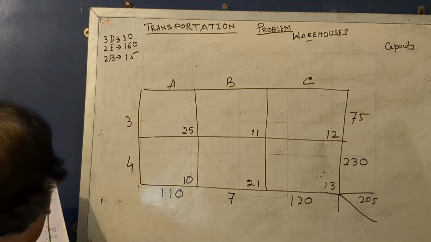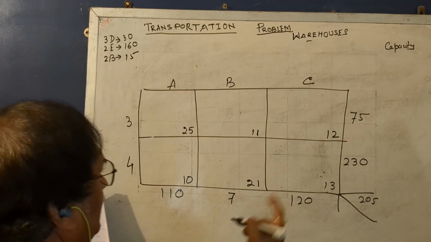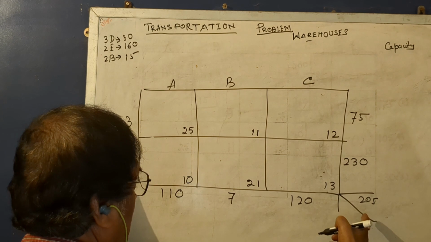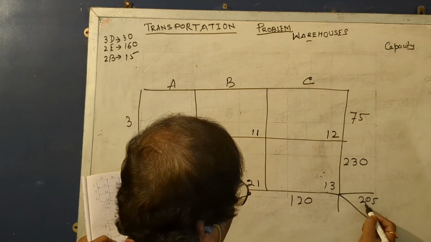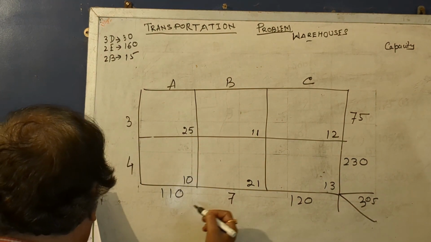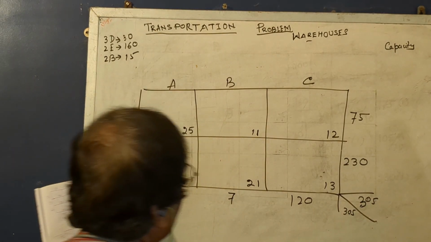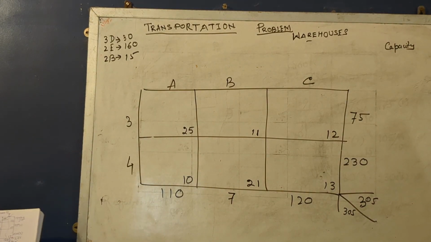You check your previous table. Your previous table, that is 75 to 30. That is 300. 230 is 305. And if you add 110, 75, 120, it is 305. Okay, that will be this. Yes. Now you have to allocate.